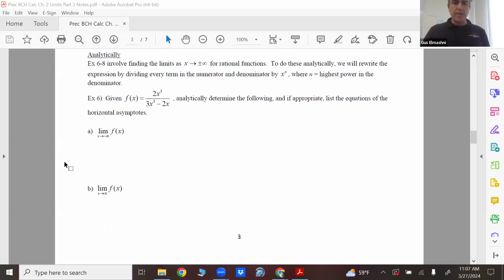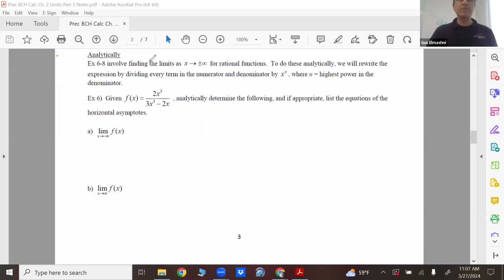All right, so analytically, example 6 involves finding limits as x approaches positive or negative infinity for rational functions. So we should know this by now, right? Generally speaking, focus on the highest degree, where n's the highest power in the denominator, m's the highest power of the numerator. Or actually, sorry, we'll divide each term by the highest power of the denominator. So, yeah, go ahead.